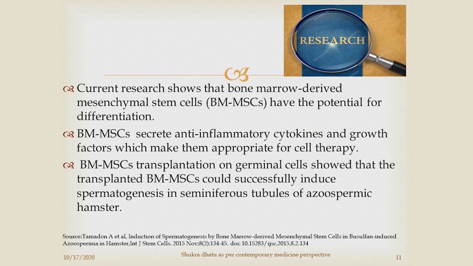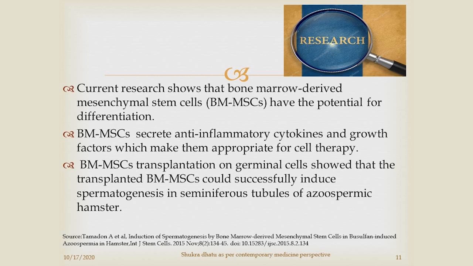Current research also shows that the bone marrow contains mesenchymal stem cells which have the potential for differentiation and division. And these mesenchymal stem cells also secrete some anti-inflammatory cytokines and growth factors which make them appropriate for cell therapy. When mesenchymal stem cell transplantation happens on the germinal cells, it can successfully induce spermatogenesis too. So it is clearly understood that the stem cells present in the bone marrow can give rise to sperm, or can induce spermatogenesis in the seminiferous tubules. So the Majja Dhatu contains this type of mesenchymal stem cells.